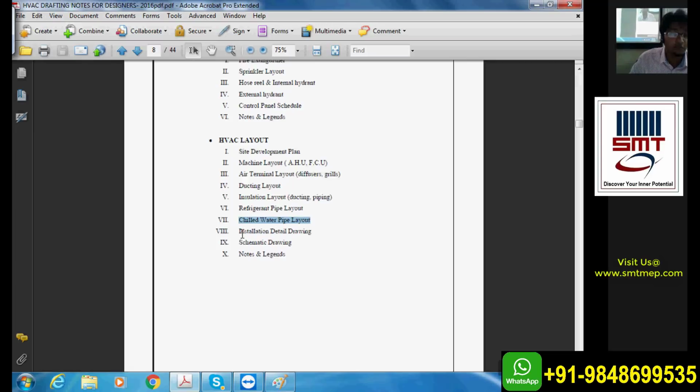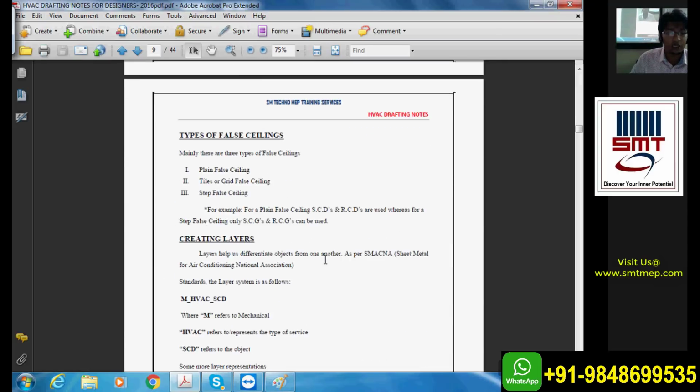to different AHUs. Then you have installation detailed drawing, that is also going to become actually the DLD of your chill water pipe. Then you have a schematic drawing, that is nothing but how to take the front view drawing, that is nothing but section drawing. How to understand the layering and individual calculation of height from FFL to the direct SSL level, from finished false ceiling to structure slab level. We will be talking about that in detail.